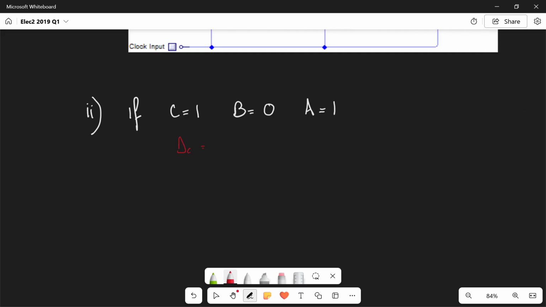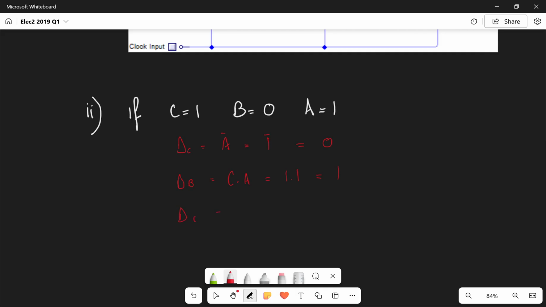So DC, remember, is not A. Well, if A is a 1, it's the not of 1, and the not of 1 is 0. Okay, so now if we do the same for DB, we know that DB is C and A. Well, that means it's 1 and 1 because C and A are both high. And when you have two 1s into an AND gate, the output is a 1.